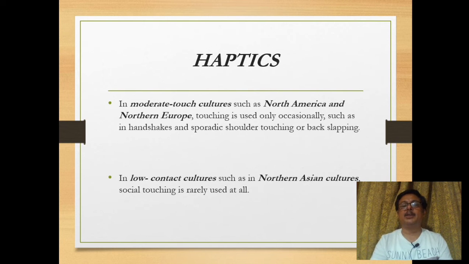In moderate touch cultures such as North America and Northern Europe, touching is used only occasionally, such as in handshakes and sporadic shoulder touching or back slapping. In low contact cultures such as in Northern Asian cultures, social touching is rarely used at all.